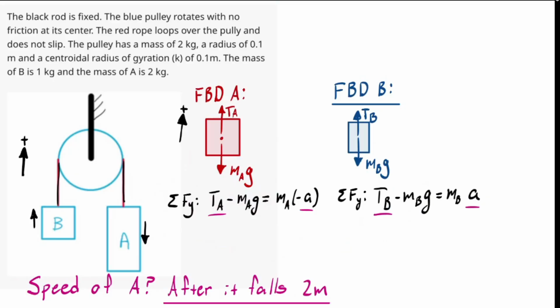Well, we haven't done our moment equation, right? Because this is a bunch of moments, this whole thing. So what we can do is sum the moments about the center of mass of this pulley. So what forces do we have on this center of mass? We have a tension here from B, the same tension, and then we have this tension here from A, TA. And these are both, what did it say the distance was? 0.1 meters apart. Okay, so let's write our equation.